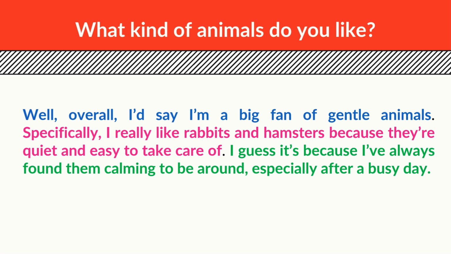For the specific example or detail: Specifically, I really like rabbits and hamsters because they're quiet and easy to take care of. Here, you narrow down your answer by giving concrete examples. The use of specifically signals that you are about to go into detail. You also include a short reason: they're quiet and easy to care for. This part shows the examiner that you can develop an idea, not just give a one-word answer.